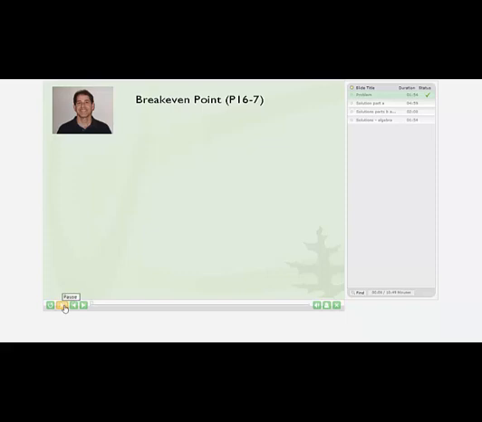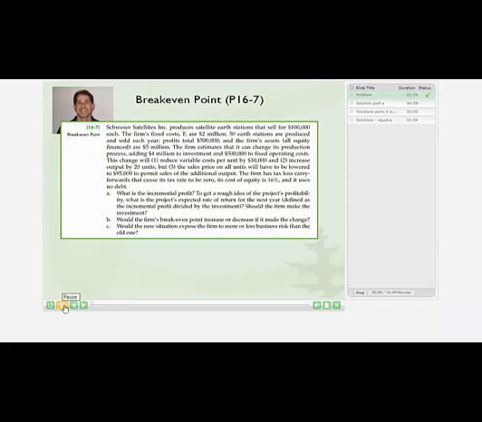Everyone. Let's take a look at this problem dealing with break-even point. It's problem 16-7. Schwesser Satellites produces satellite earth stations that sell for $100,000 each. The firm's fixed costs, F, are $2 million. 50 earth stations are produced and sold each year. Profits total $500,000. And the firm's assets, all equity financed, are $5 million.